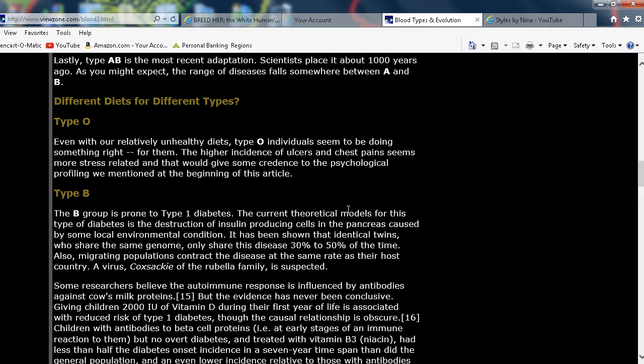Now, type O, even with our relatively unhealthy diets, type O individuals seem to be doing something right for them. The higher incidence of ulcers and chest pains seem more stress related, and that would give some credence to the psychological profiling we mentioned at the beginning of this article.